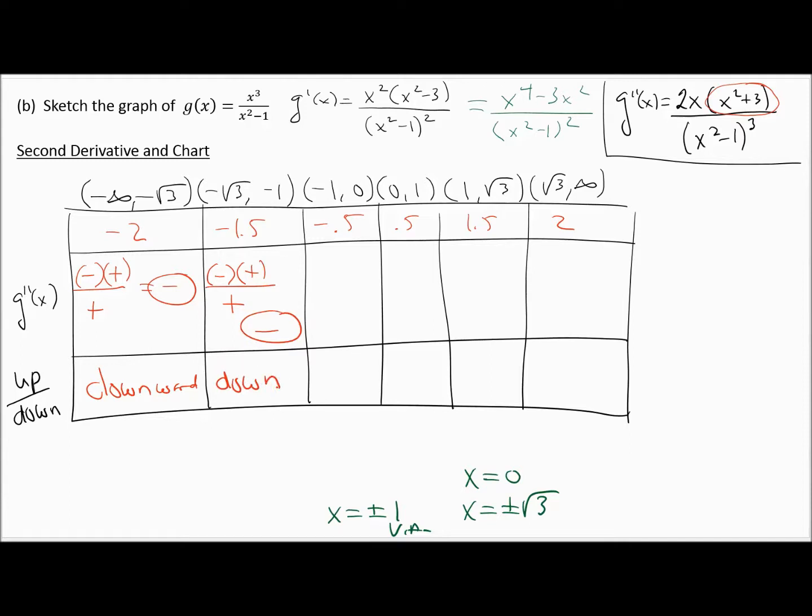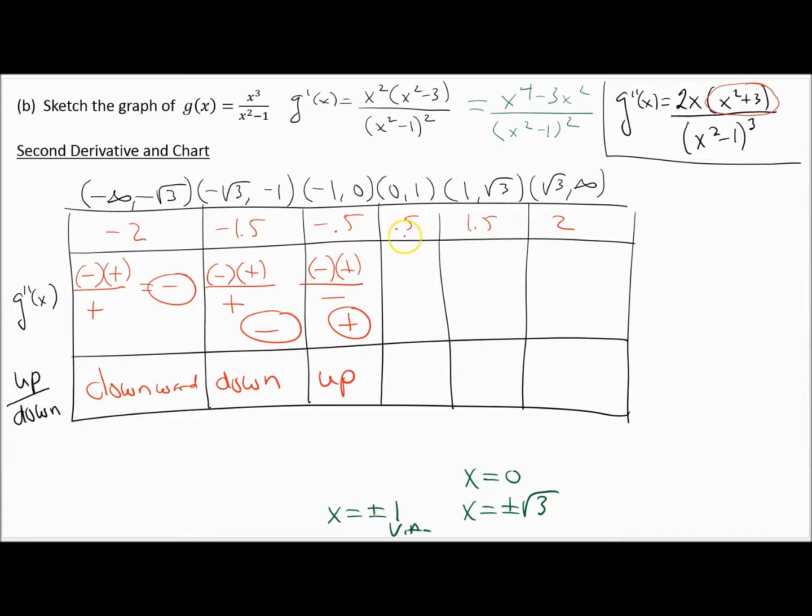Then when I plug in -0.5, things change. 2 times -0.5 is negative. That didn't change. Positive always for that second factor in the numerator. But -0.5 squared gives me a number less than 1. Subtract 1 gives me a negative. To the third is still negative. So all that simplifies to be a positive. So now I'm concave upward.